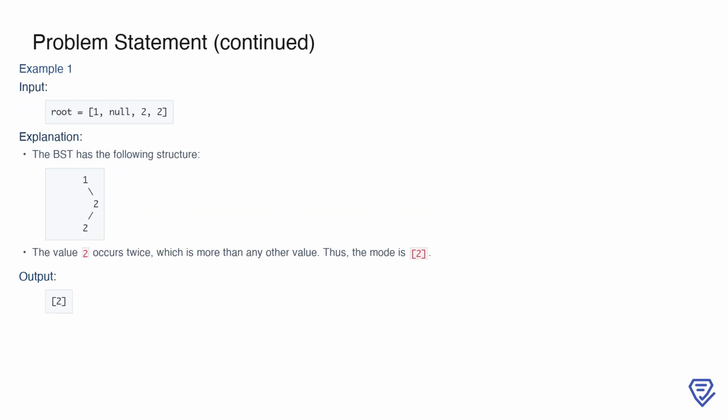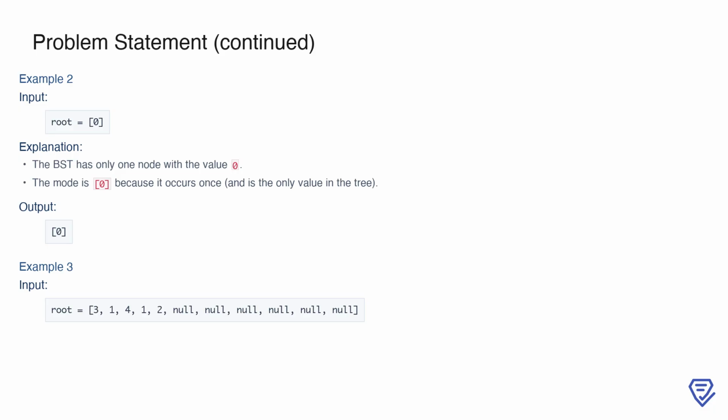In the first example, the input BST is represented as 1, null, 2, 2. If we visualize the tree structure, the root node is 1, with a right child of 2, and that node has its own left child, which is also 2. Here, the value 2 occurs twice, while the value 1 occurs only once. Since 2 appears more frequently than any other value, it is the mode of the tree. Therefore, the output is 2.